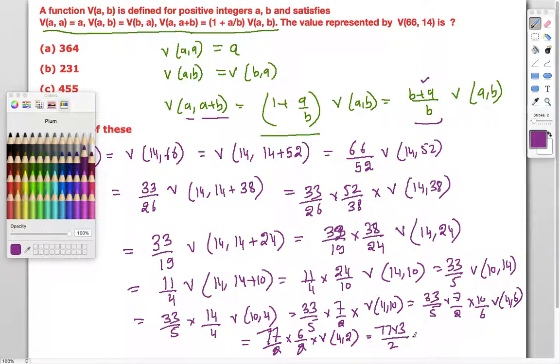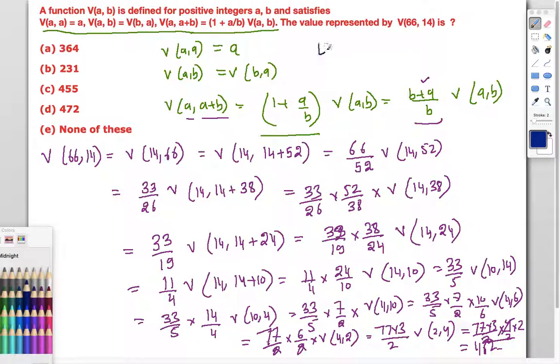And V(4, 2) is equal to V(2, 4). Then it comes out to be 77 into 3 by 2 into V(2, 4), that is V(2, 2 + 2), so 4 by 2 into V(2, 2), that is 2. So the 2 and 2 get cancelled, the 4 gets cancelled, and I get 77 into 6. Now what is the value of 77 into 6? If you solve it, 77 into 6 is equal to 462.